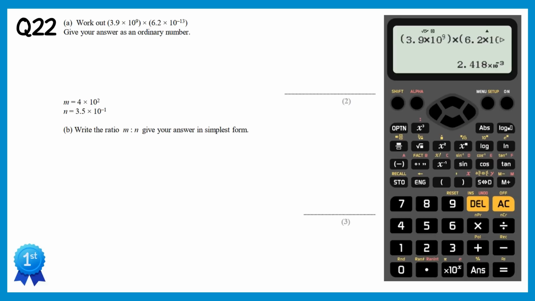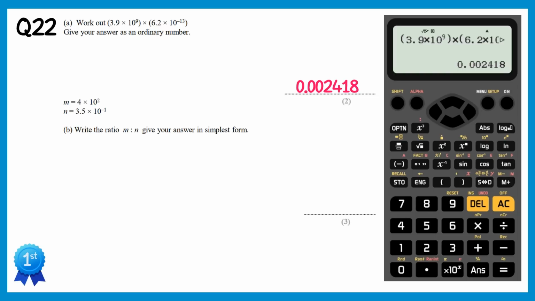Now, depending on the mode of your calculator, you may end up with a number in standard form like this. You could convert that to an ordinary number, or you can do it like this with your calculator. Press Shift, and then Menu Setup, press 3 to change the number format, then 3 again for norm, and then select 2. The result of this is if you press the SD button here, it will now show you that as a decimal, so 0.002418.